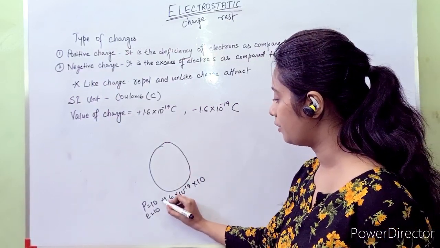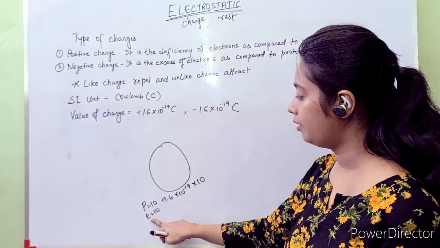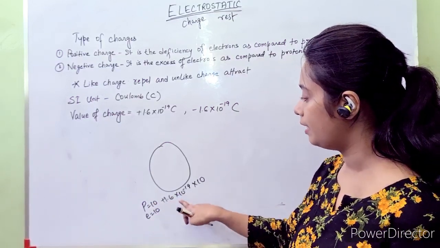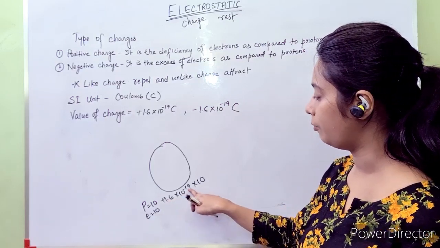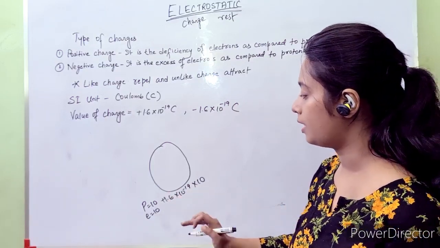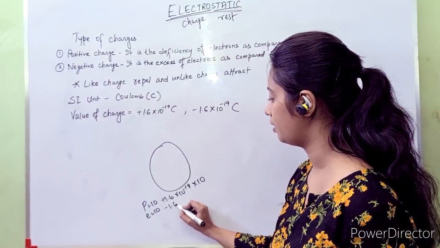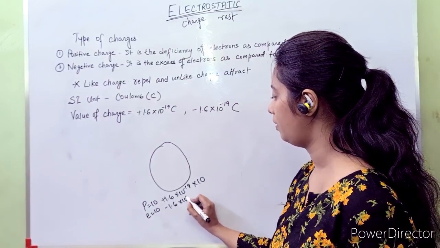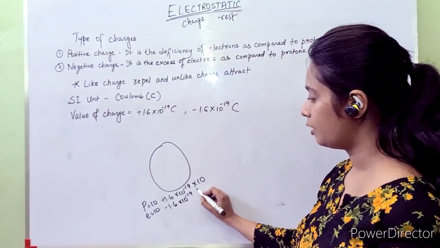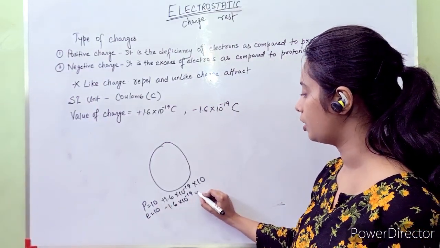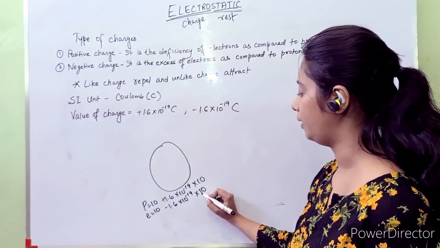Now the number of electrons is also 10 and the charge of an electron is also 1.6 into 10 to the power minus 19, but the sign will be negative, that is minus 1.6 into 10 to the power minus 19. The number of electrons is 10, that means here the charge will also get multiplied with 10.